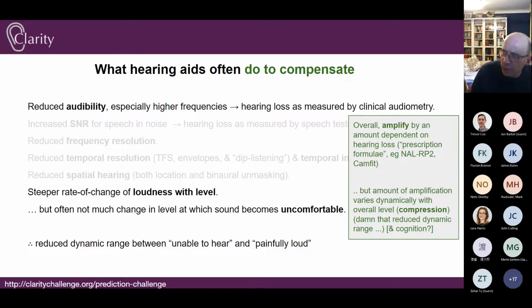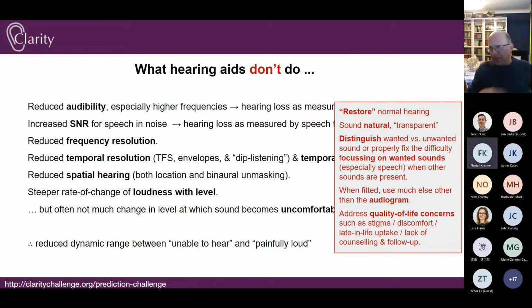It's also worth noticing what hearing aids don't do. If I return again to my list of psychoacoustic phenomena, hearing aids don't really fix many of these. They don't restore normal hearing. They don't make the sound natural or transparent. They don't help you distinguish wanted from unwanted sound, or fix the difficulty people have in focusing on the sounds they want to hear, which, remember, is the primary reason that people want a hearing aid in the first place.